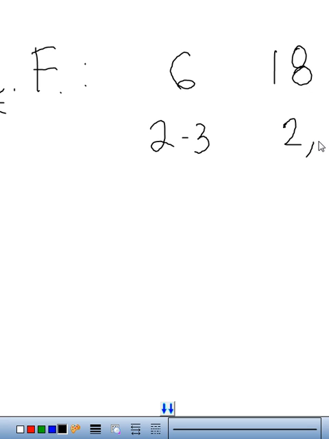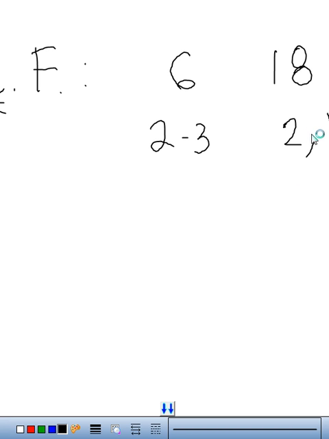So check this out. If I was to give you the numbers, everybody look up, 6 and 18. So check this out. The factors of 6 are 2 times 3. Is that correct? The factors of 18 are, let's see, 2 divides into 18. What others? 9. How about 3? Yes. How about 6? And how about 9?